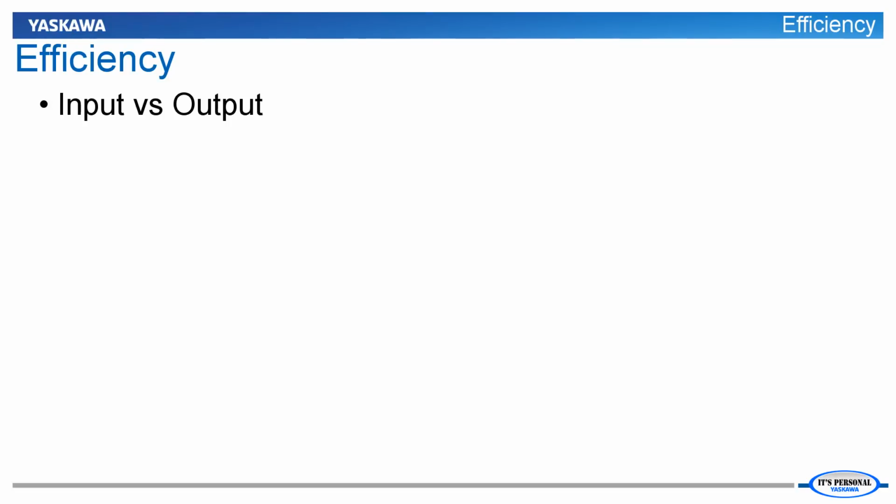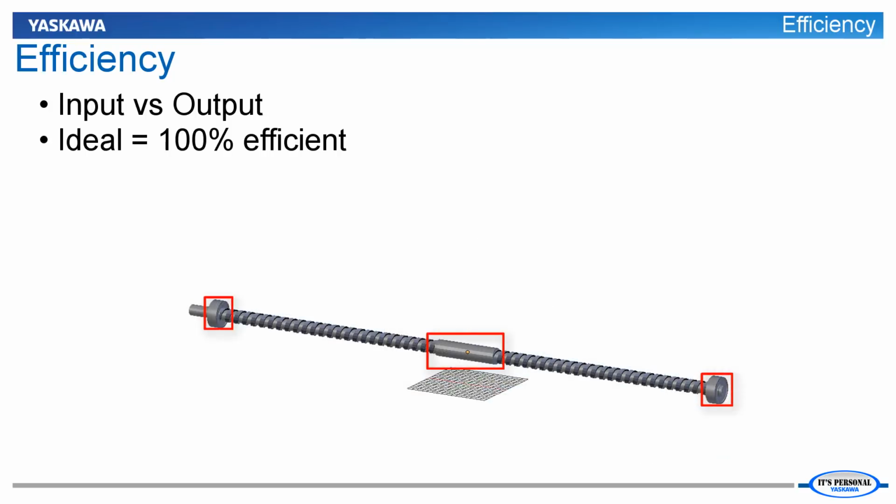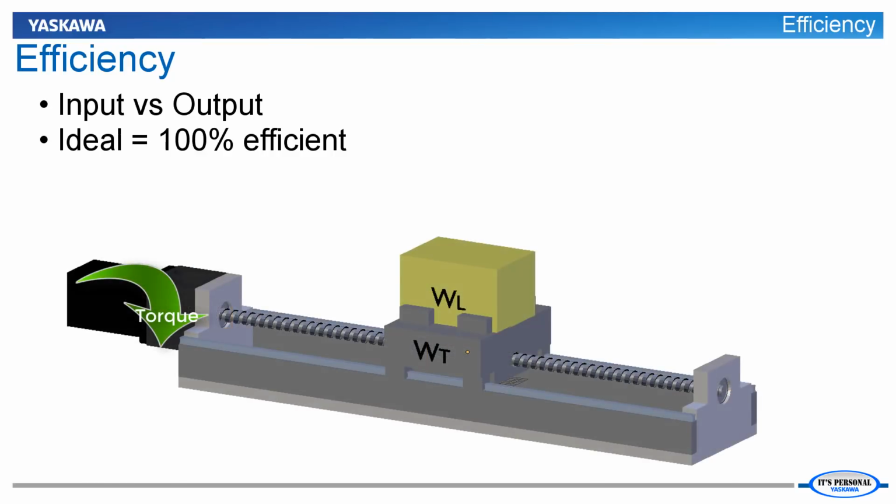Efficiency is a measure of the effectiveness of a mechanism to transmit torque from its input to its output. The ideal machine is 100% efficient. But due to frictional losses, no machine is ideal. In the example of a ball screw, internal frictional losses in the bearings and in the nut lead to reduced efficiency in the mechanism. So, when the motor produces a certain amount of torque, a percentage of it is lost inside the machine. The percentage that is transmitted through the machine is the machine efficiency.